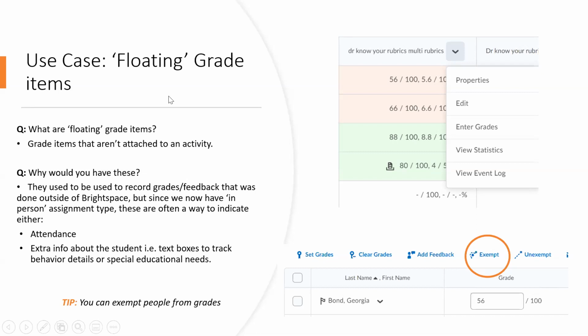If you are using floating grade items, or actually any grade items, frankly, but more so for attendance or for that kind of extra information about the student, you can exempt people from all of these as well. So if someone has said, I'm not going to be there, and it's for a perfectly legitimate reason, then you can exempt people from the grades. From within your gradebook, you simply press the downward arrow next to any grade item and press enter grades, and then you'll hit this nice area at the bottom there. I could click on Georgia Bond, the little square next to her name, and then just press that exempt button, and that will exempt her from needing to actually complete that grade item.